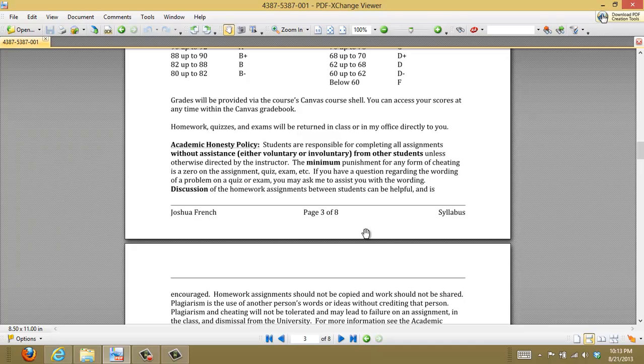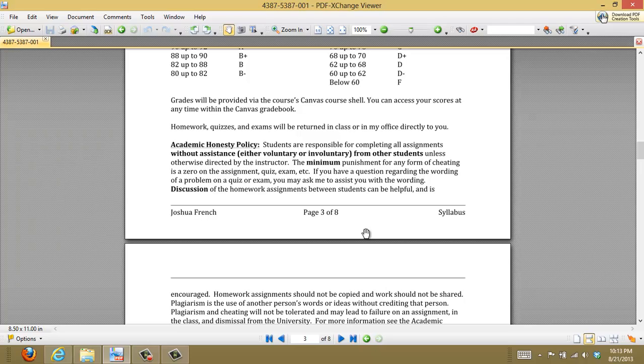And in terms of how I'm going to return your homework, quizzes, and exams, I'll typically return those in class, but if you stop by my office, I will also be willing to return that to you directly, but I won't give them to your friends or anything like that. It's got to be returned directly to you.